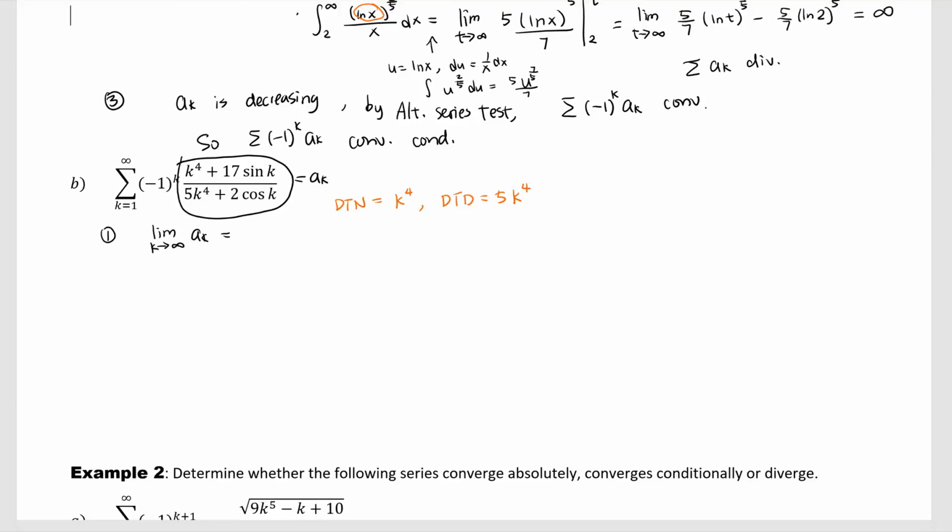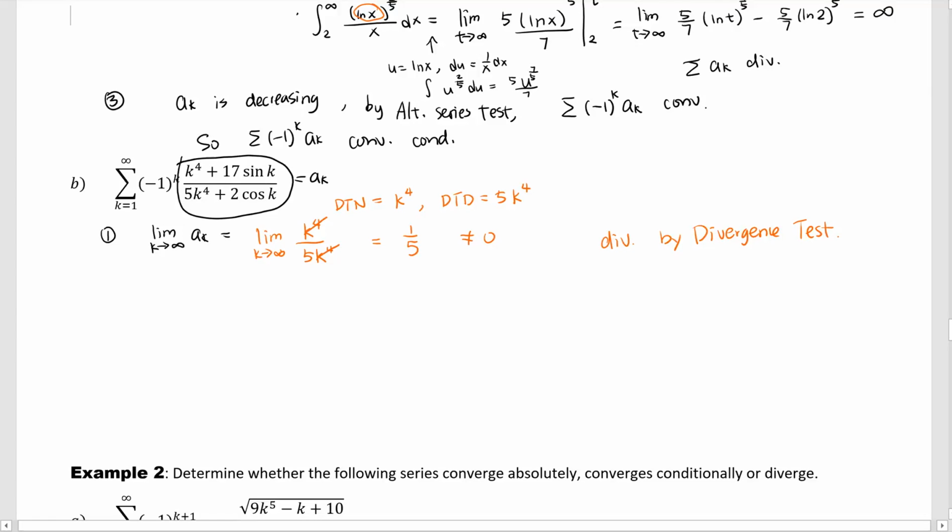Yeah, so sine and cosine are bounded between -1 and 1. So the dominant terms are k to the 4th and 5k to the 4th. So we get the limit as k goes to infinity of k to the 4th over 5k to the 4th. The answer is 1/5. 1/5 is not 0, so we say the series diverges by the divergence test.